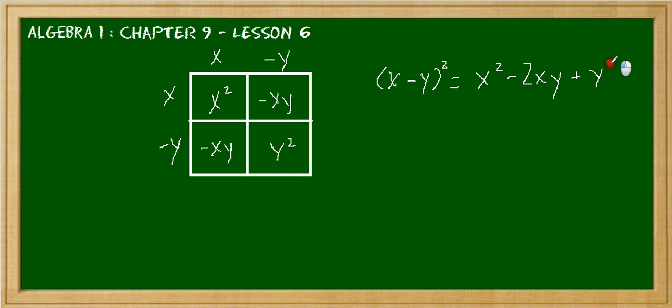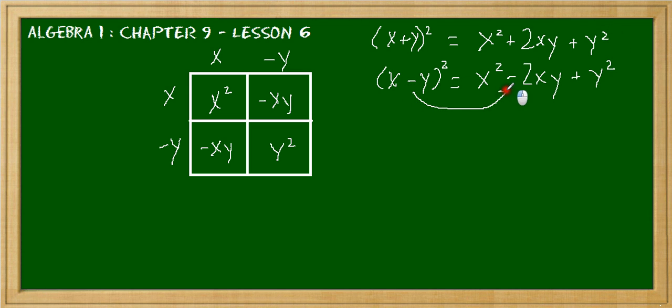So we see the difference here is that when we had addition, and I'm sorry, I forgot the y, we ended up with all positive terms, right? Plus 2xy plus y squared. And in this case, we have a negative, so the negative fits neatly in here.